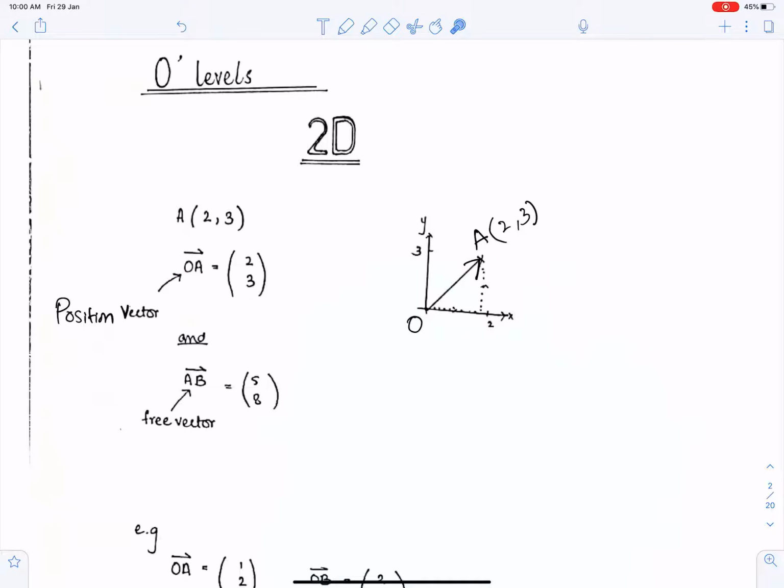Position vector means if any vector starts from origin, then that vector is known as the position vector. Therefore, this OA is known as the position vector. And this is known as the free vector. And you can read this vector as 2 and 3. This 2 means the x component and this 3 means the y component. And since both the components are positive, so according to head to tail rule, you need to go 2 units right and 3 units up.